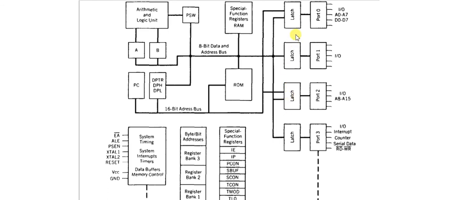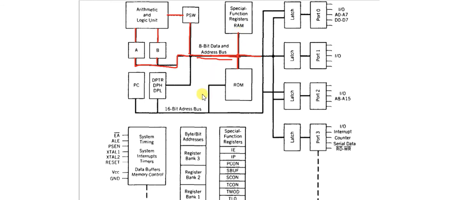Now let us discuss the 8-bit data bus. You can see this is a data bus. The data bus is connected through A register, B register, and going ahead it is connected with the PSW. So this is the 8-bit data bus. This goes to the internal ROM where we can carry the data. The data bus is connected with the ROM, and the data bus is connected with the RAM.